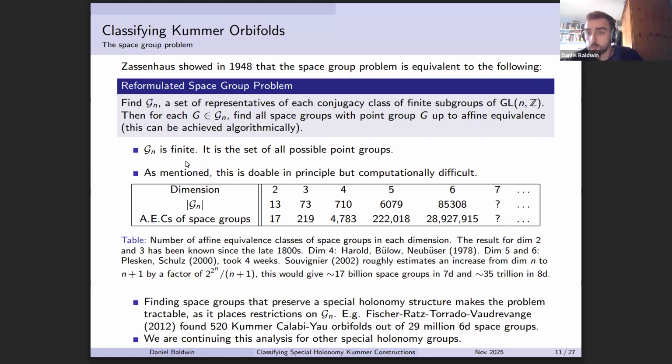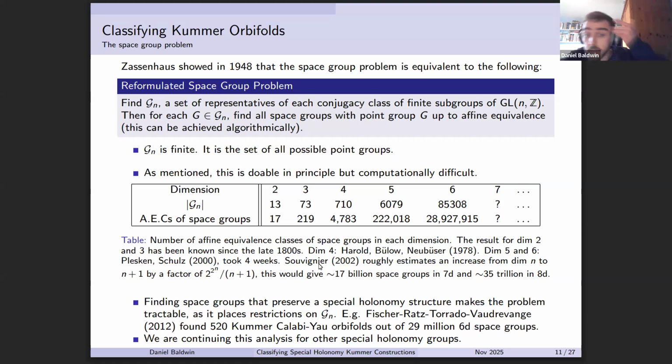So as I mentioned, this is doable in principle, but computationally difficult. So in this table, I just summarize what's known up to dimension 6. In dimension 2, we have these 17 affine equivalence classes of space groups, which are known as the wallpaper groups that I mentioned before. And we go all the way up to dimension 6. In this second row is the number of possible point groups. So there's 85,000 possible point groups and nearly 29 million possible space groups with those point groups. And for dimension 7, as far as I know, the answer isn't known, and for higher, it's not known either.